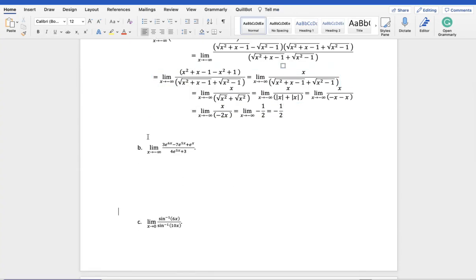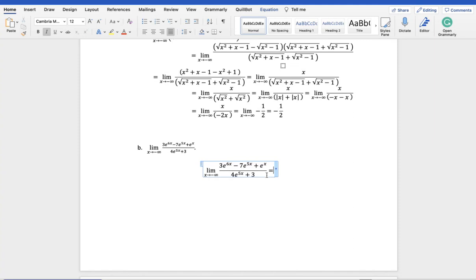Question B here is asking you to find the limit as x tends to negative infinity of 3 times e to the 6x minus 7 times e to the 5x plus e to the x, all divided by 4 e to the 5x plus 3, right? So now obviously here you have exponential functions.